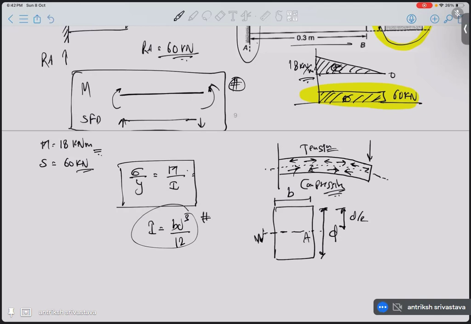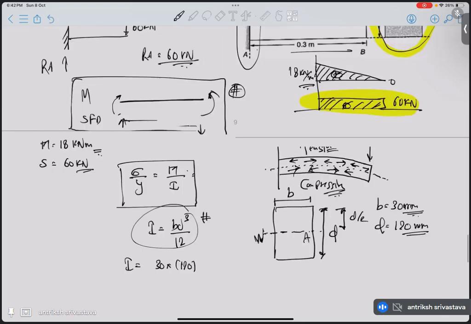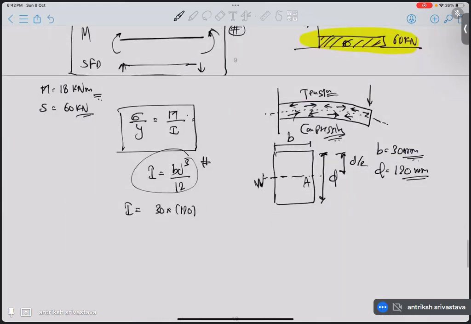For us, B is nothing but 30 mm, and D is nothing but 120 mm. So what will be I? It will be 30 into 120. Is it 120? Let me just check once. Yeah, 120. 120 cube divided by 12, in mm to the power 4. So what is this value? Can anyone tell me?